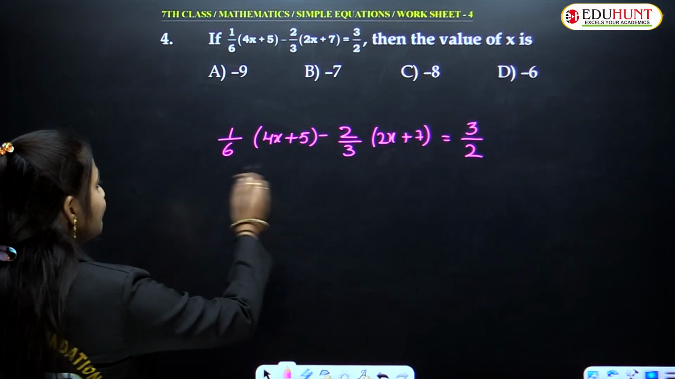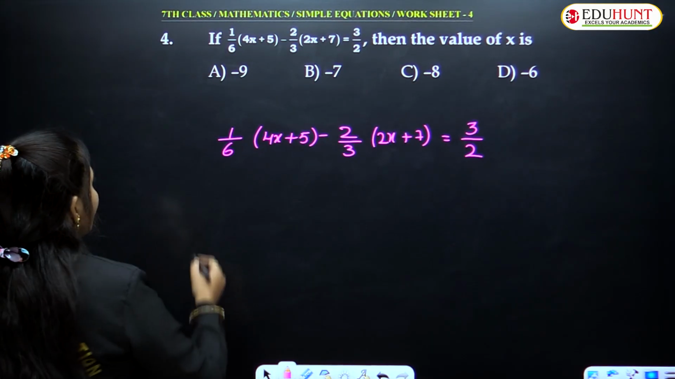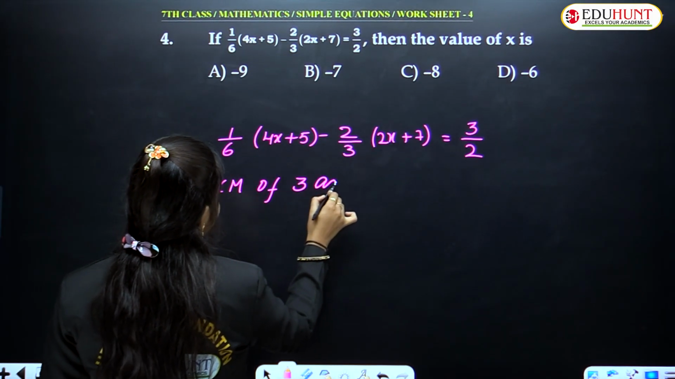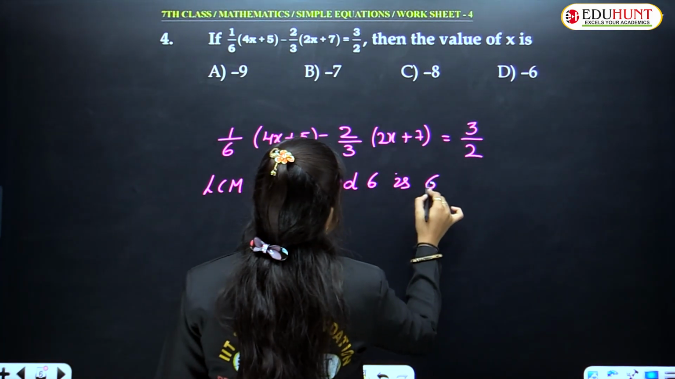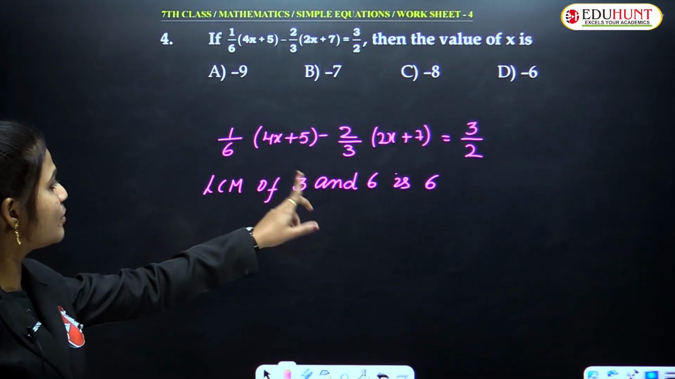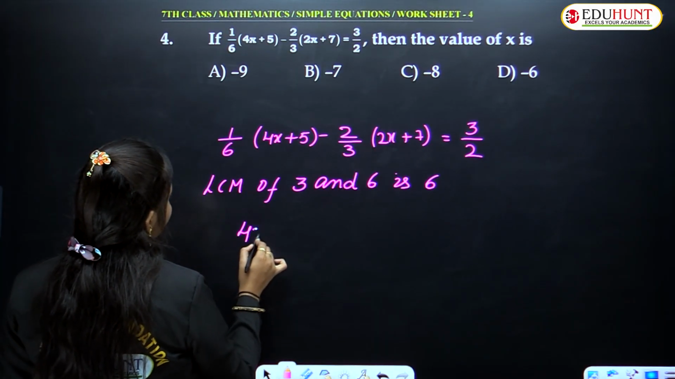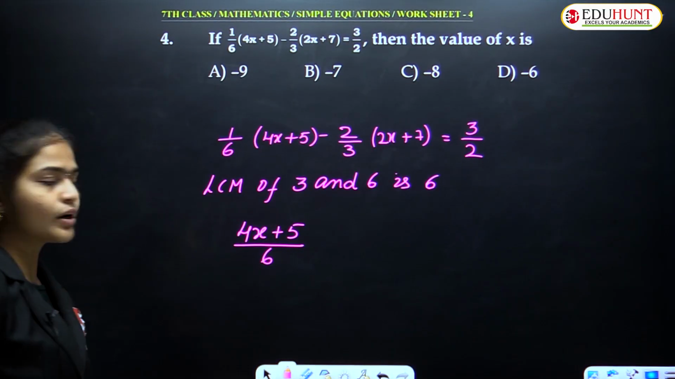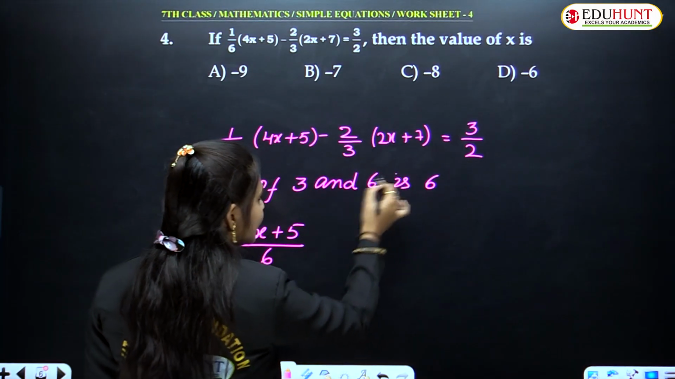Now here on the left side we have 6 and 3 as the denominators. The LCM of 3 and 6 is 6. Why? Because 6 is a multiple of 3. That's why the LCM of 3 and 6 is 6 only. Now the first term is (4x plus 5) by 6. Shall we write it like this? And this one we can write as 2 into (2x plus 7) whole by 3.